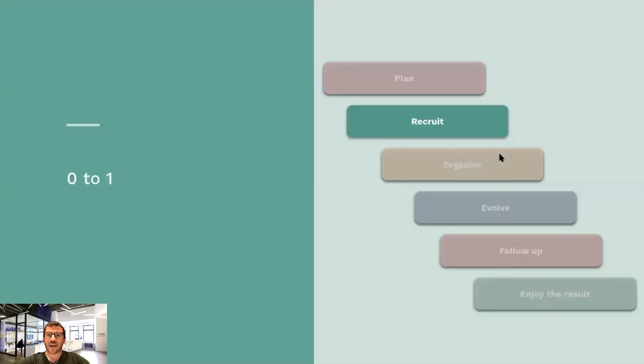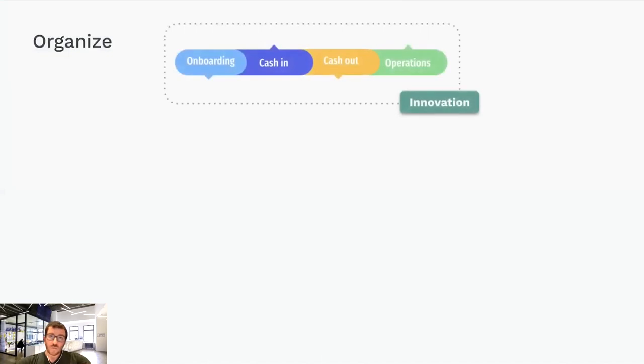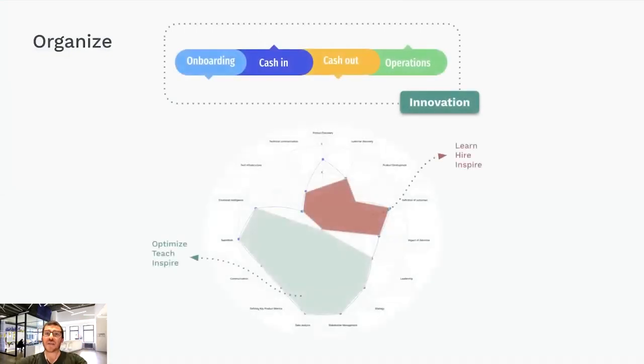Okay? Great. So next point is recruit. And here, as we saw, if we recognize our strengths and surround ourselves with people who really will fill those gaps, definitely we start creating a very nice environment where everyone will inspire and people would like to join. So first step, know yourself, and now we can move to the next step. How can we organize those ideas? So we have the customer journey. We know a bit more of us.